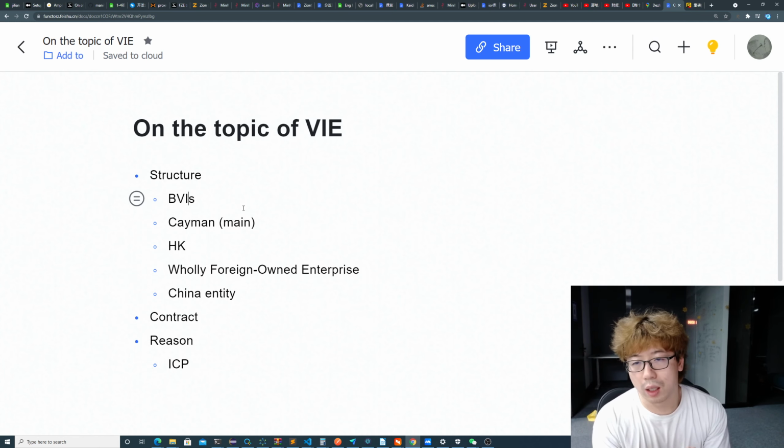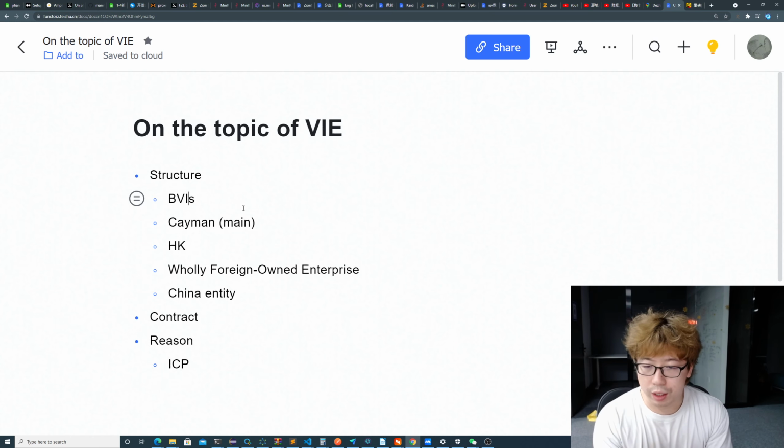The Cayman Island company would then control a Hong Kong company, which in turn fully owns a company inside China that we call a WFOE, because the full name is too long: wholly foreign owned enterprise. It's just too many syllables. That WFOE would then have a contract, which I will show you later, with a China entity that is fully owned by Chinese citizens. So you cannot have any foreign ownership in that entity. The reason I'll mention later.